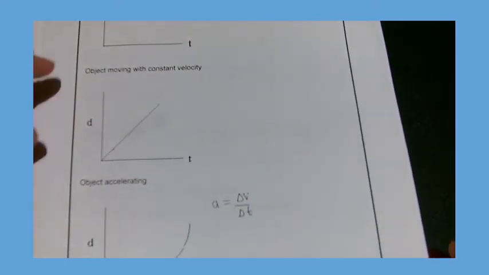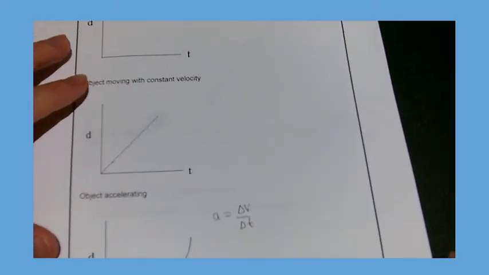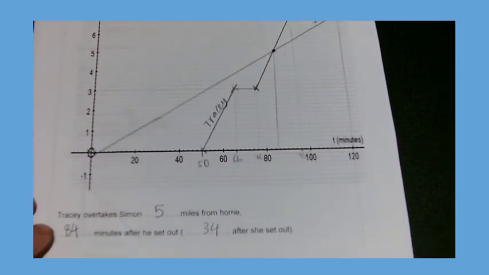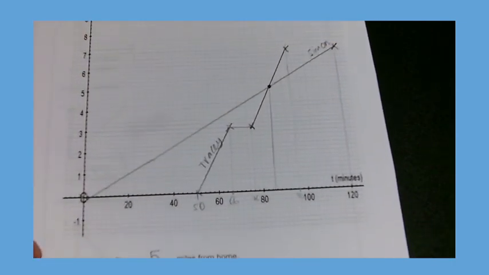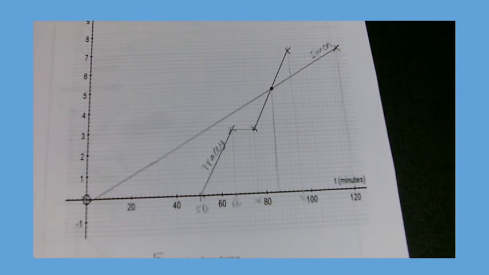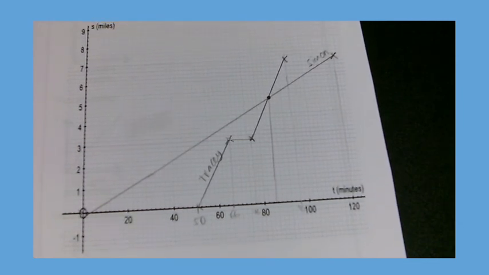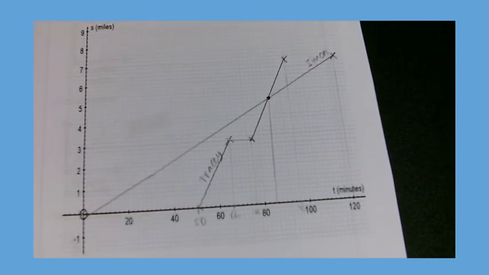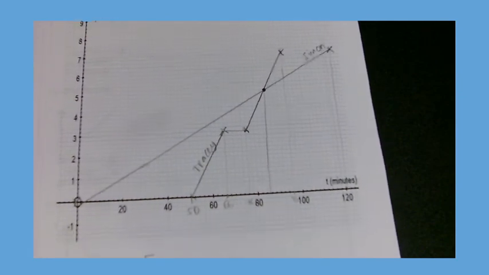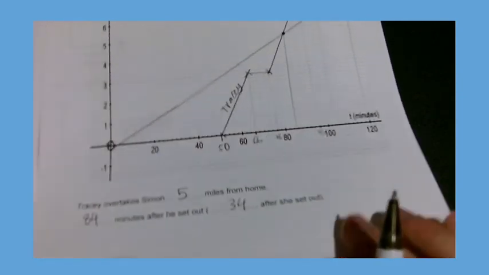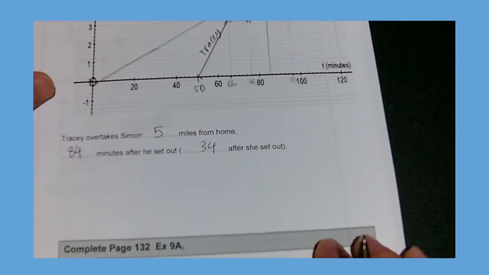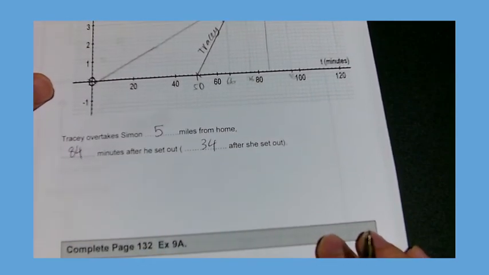So again, the key factors are here on this page, and you've got to really read the question and understand where you draw a flat line for an object at rest, when you draw an object moving with constant velocity, and how you deal with an object accelerating. At the bottom of this page there are some exercises which you can have a go at, and that's the end of displacement time graphs.